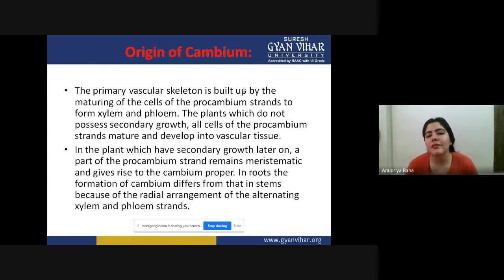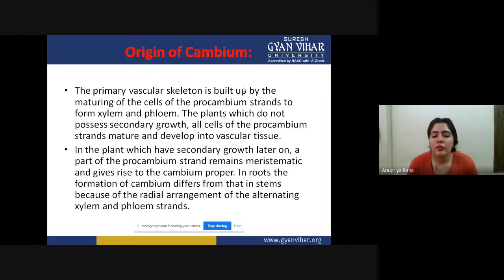Okay, a meristematic cell can give rise to anything. We know that meristematic cells are just for the division process. They just divide and form something. So that's why some of the procambium region remains meristematic, and when it is time for secondary growth, they will start to make the cambium proper.